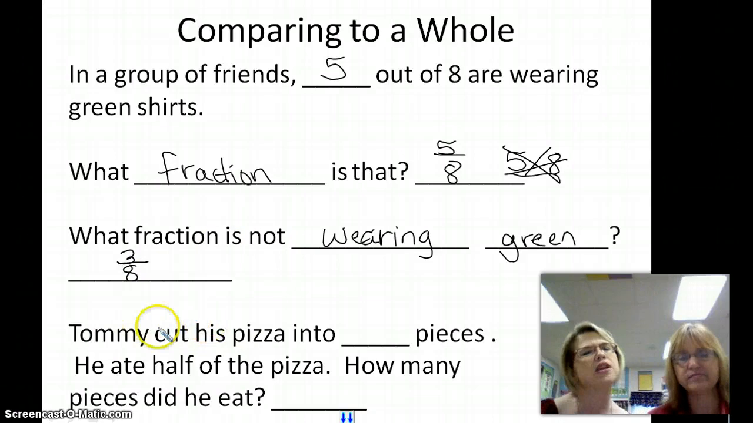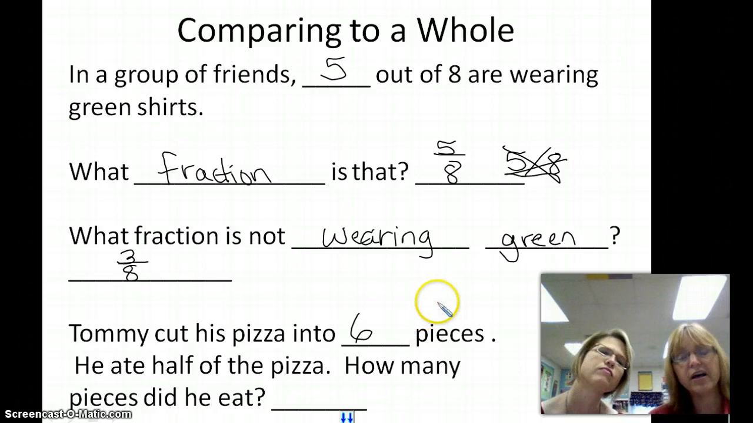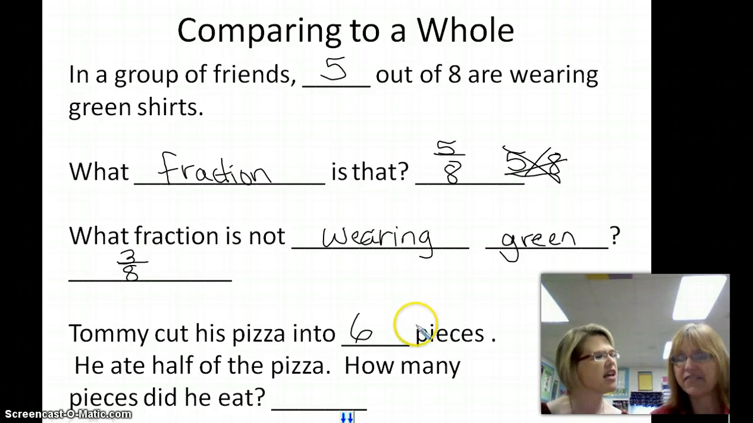Okay, so let's do another problem. Tommy cut his pizza into, let's say, 6 pieces. He ate half of the pizza. How many pieces did he eat? Half would be, I'd have to divide 6 by 2, and I get 3. So he ate 3 pieces, because half is like dividing by 2.